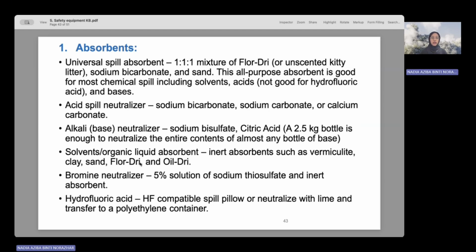And then there is also the solvents or organic liquid absorbent. It is made of inert absorbents such as vermiculite, clay, sand, floor dry, or oil dry. And then there is also the bromine neutralizer. It is made of a 5% solution of sodium thiosulfate and inert absorbent. Next is hydrofluoric acid. It is compatible, spill pillows, or neutralized with lime and transferred to a polyethylene container.